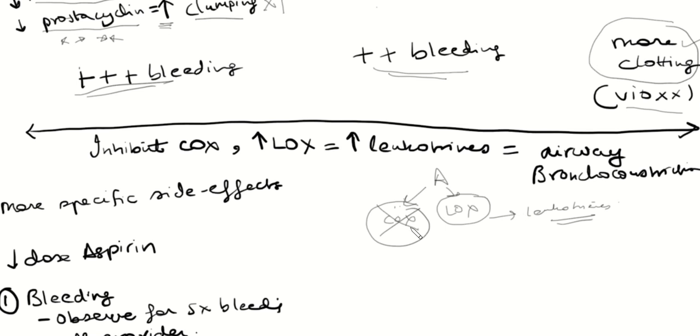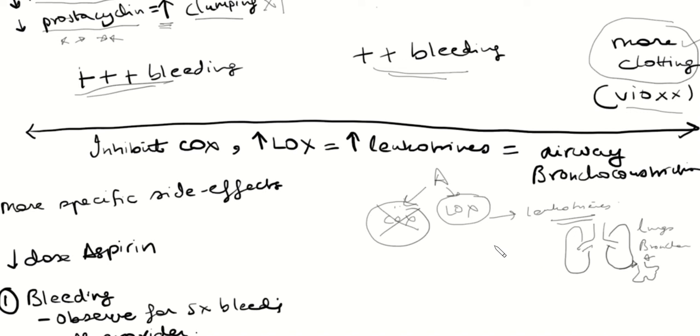COX and LOX are both inflammatory in nature. LOX, lipoxygenase, gives us leukotrienes, and the big thing leukotrienes do is they go to the lungs and cause bronchoconstriction or airway hyperresponsiveness.